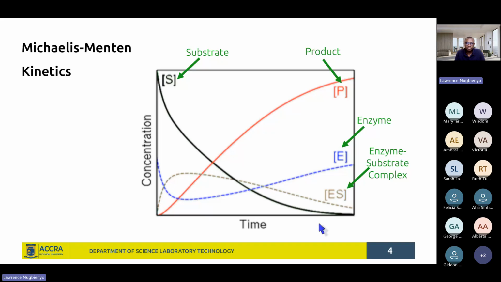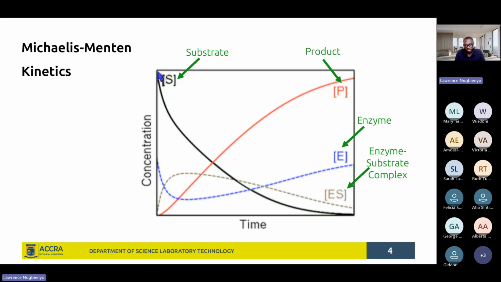They studied the changes in substrate concentration and product concentration in an enzymatic reaction. So what you are looking at is a kinetic curve where you have concentration on the vertical axis and time on the horizontal axis. And you see the curve for the substrates from the beginning.